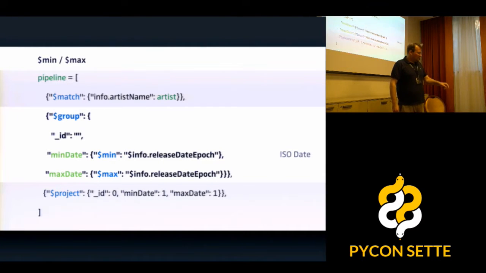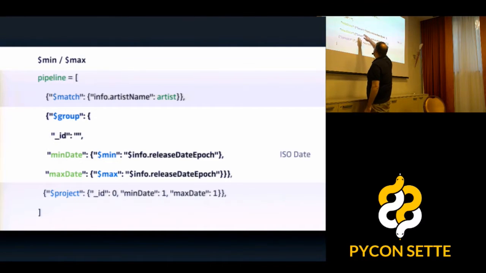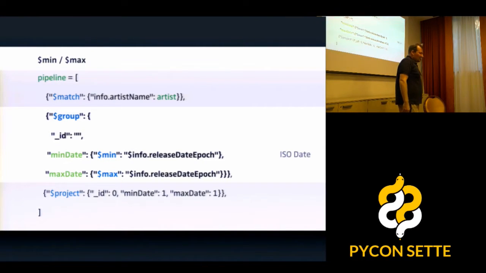We're going to do a min-max, which is basically we take our ISO date, pass it into $min and $max, and we expect the lowest and the biggest value from our playlists.